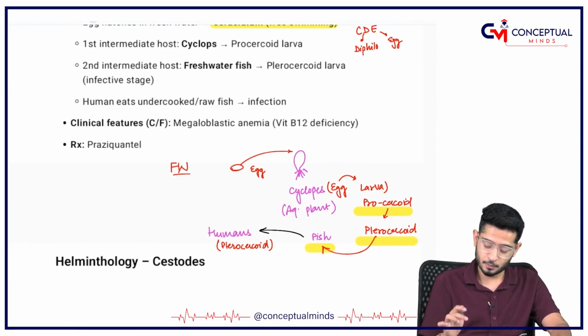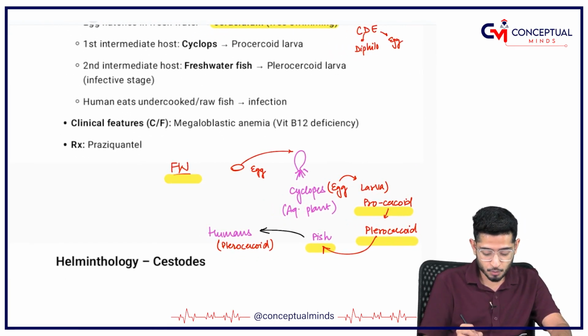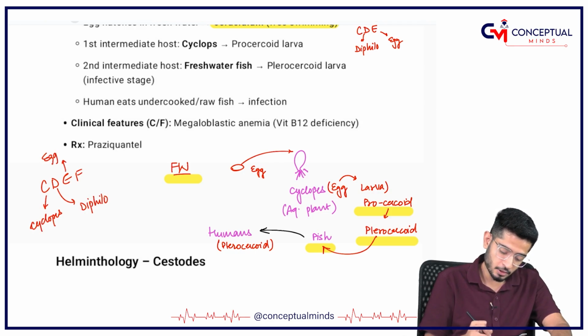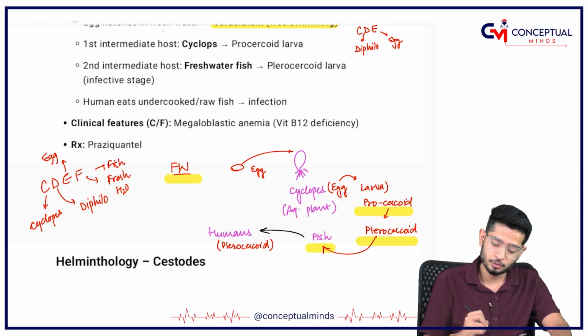So please understand once again, in the fresh water you will have the free floating eggs of Diphyllobothrium, which will be taken care of by Cyclops. So the mnemonic is C, D, E, F. What is C? C for Cyclops. What is D? D for Diphyllobothrium latum. What is E? E for egg. What is F? That is fresh water. And obviously the fish is also going to take it.